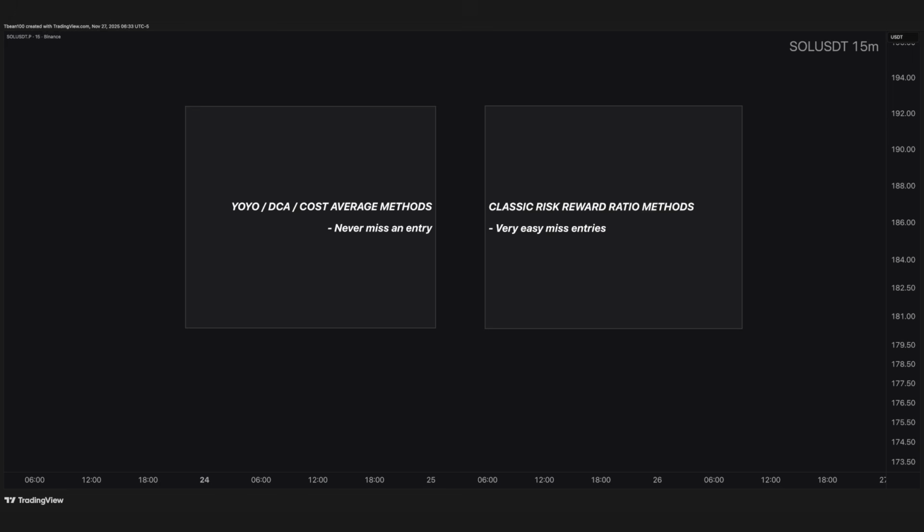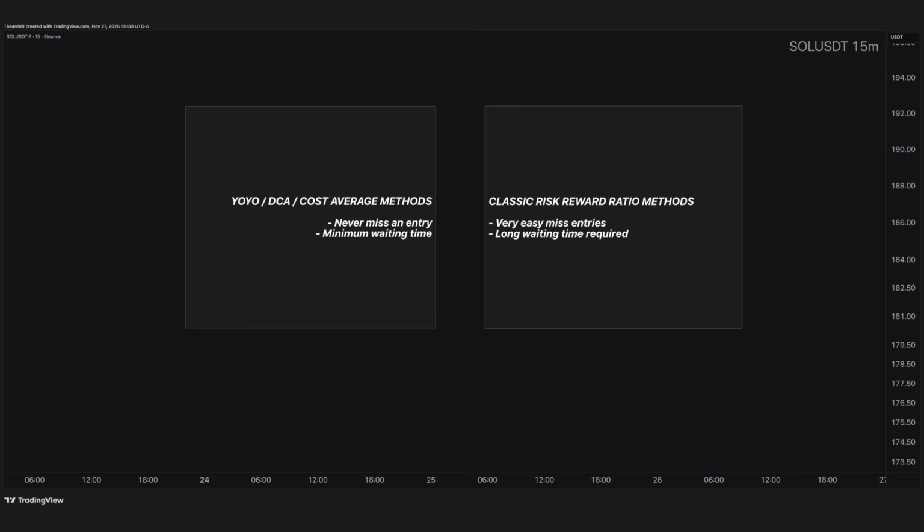So, when you compare DCA cost average methods with the classic reward systems, there are a lot of things to keep in mind. The advantage of DCA is that you almost never miss an entry. With the classic reward system, you can easily miss setups. With cost average, you are not waiting. Just set your orders and go about your day. But with reward systems, you have to wait for a specific entry.